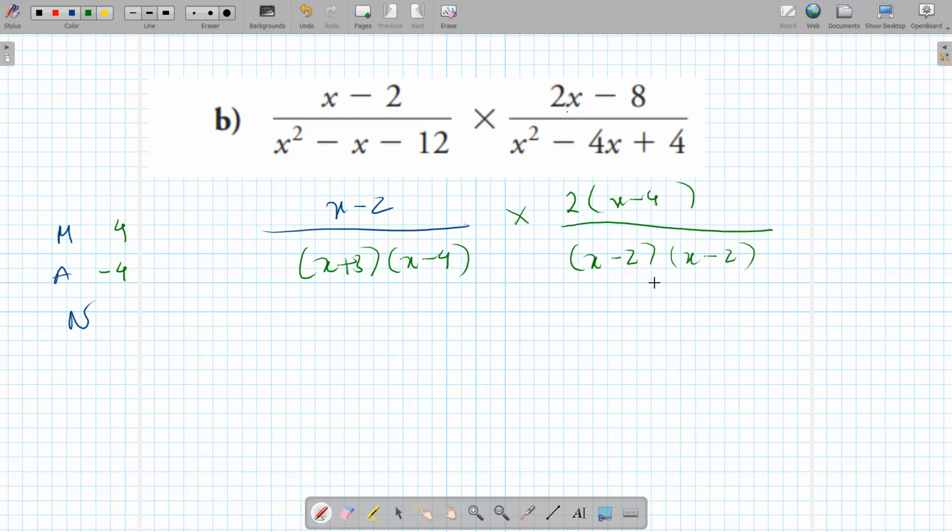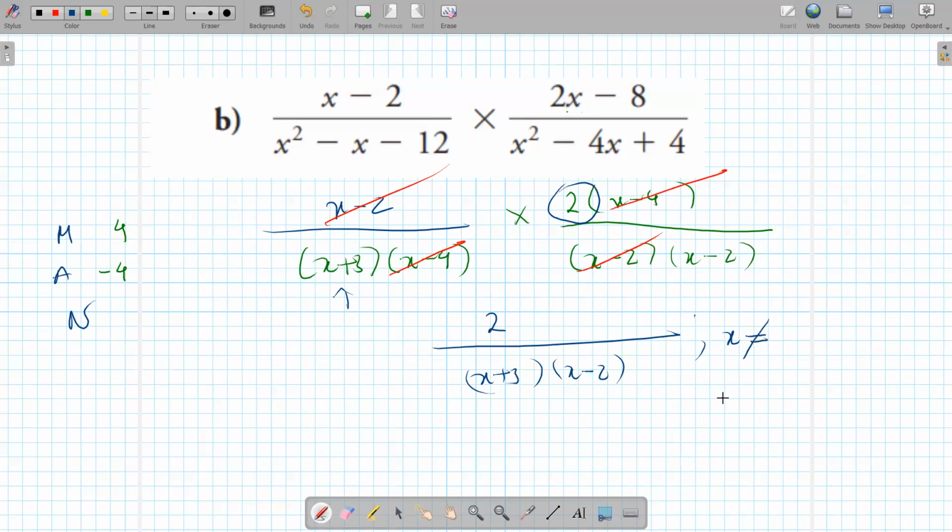And now this is my favorite part. We cancel things out, yay. X minus 2, x minus 2 gone. X minus 4, x minus 4 gone. And that is as far as you can go. So the final answer is just going to be the leftovers. We have a 2 left over in the numerator, and we have x plus 3 left over from the first, and x minus 2 left over from the second. We're done, but now we're going to list out the restrictions.